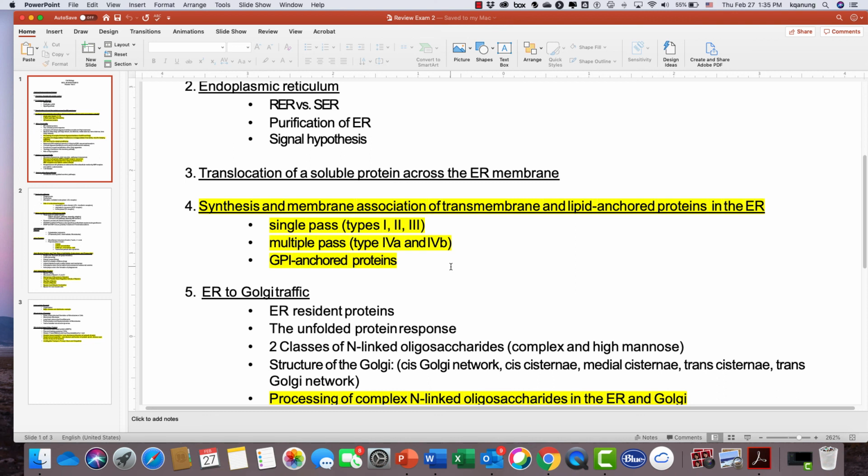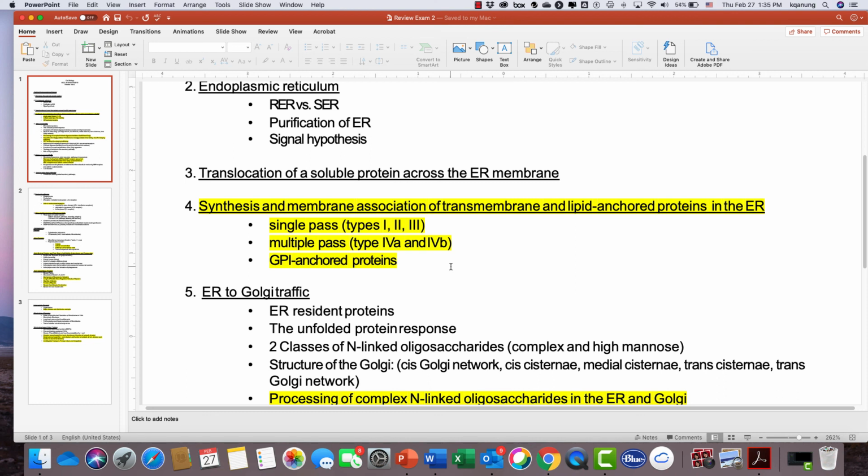Another thing is that if you see a plus charged amino acid on one side, remember that it will always be towards the cytosolic side. This is cytosolic, this is the lumen. So if you have a protein like this, and you have a plus charge, you will have that on this side. So that's very important.